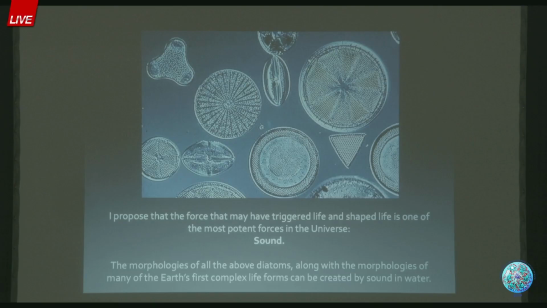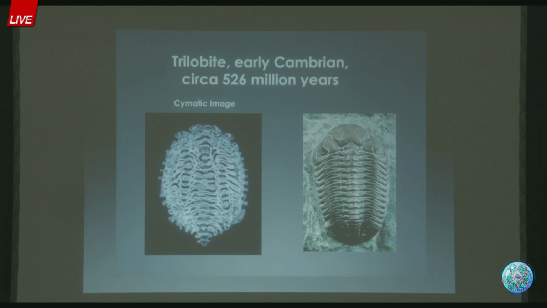And you saw some of that with Lautenwasser's excellent video earlier with the bubble and how it forms into a shape that looks like a living creature. All of those shapes can be created, and a lot more. I showed some of these last year. There's a few more here just to show you. There's a trilobite from 526 million years ago. The image on the left there, the cymatic image or the Faraday wave image, is so strikingly similar.